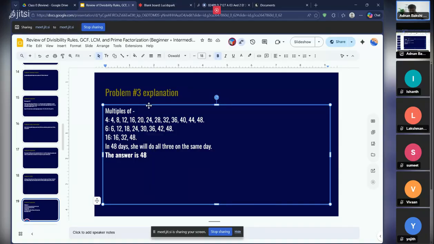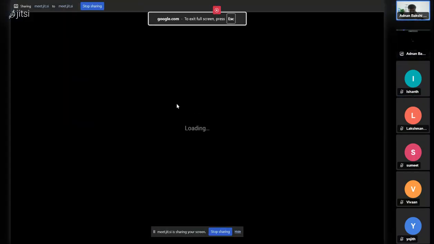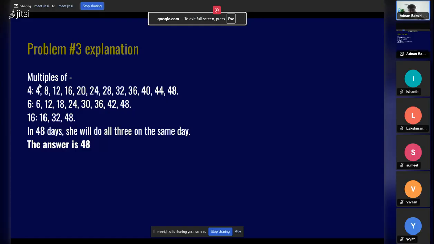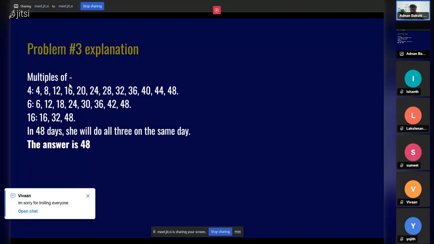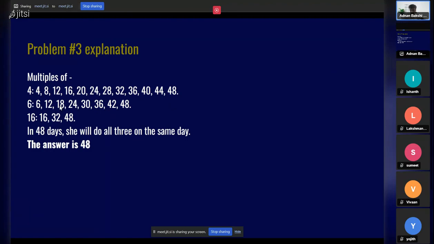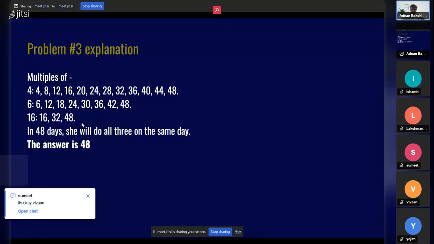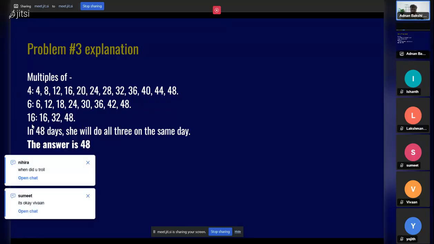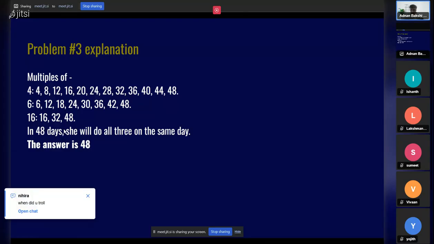Hold up. Let's just look at what the explanation said. The multiples of 4 are all of these up to 48. We count the multiples until we all get the same common number. So 4, 8, 12, 16, all the way to 48. Then 6, 12, 18, count by sixes, all the way to 48 too. And 16, 32, 48. So that means in 48 days would be the answer.